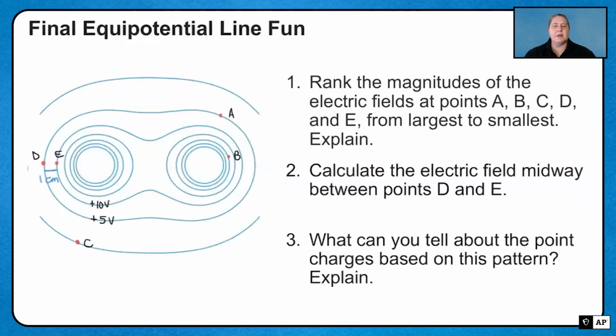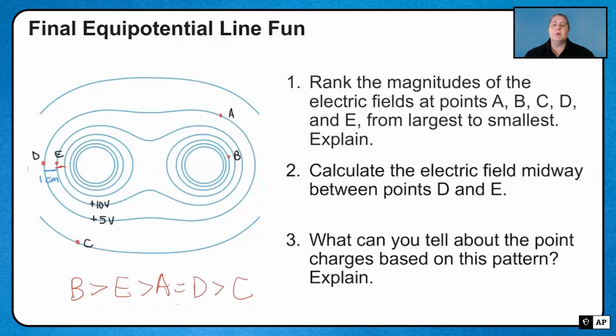For some additional practice here, we want to rank the electric fields at points A, B, C, D, and E, again from largest to smallest. If I look clearly, B has the lines closest together. E's probably next. Again, looking at how close those lines are, I would say probably A and D are about the same. And then C, on the way outer edge here, is going to have the smallest electric field, again because the equipotential lines are farther apart.